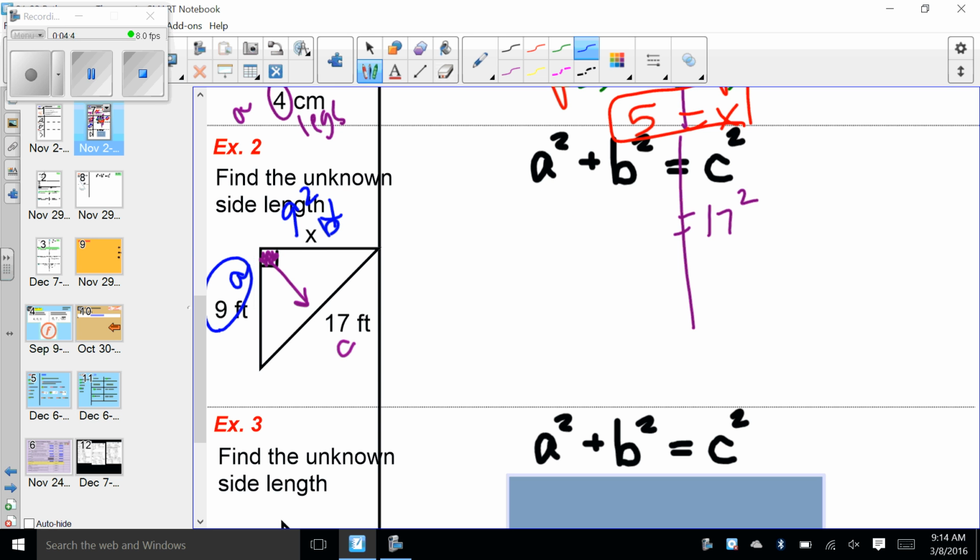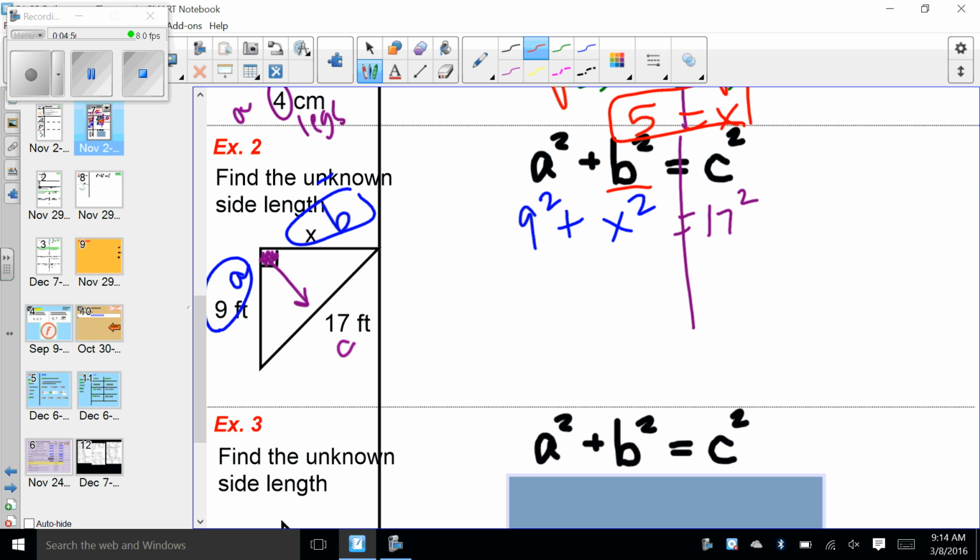Our B value, I don't know why that did that. We're going to put 9 back in for A here. I don't know why I lost that. The B value there is going to be X. There's our unknown. Hand method kicks in.